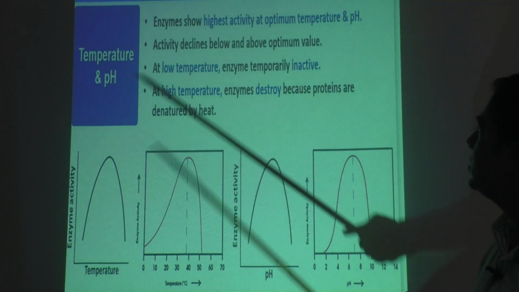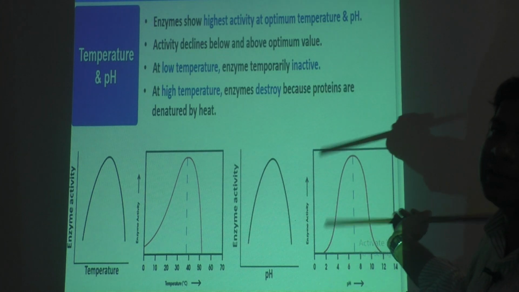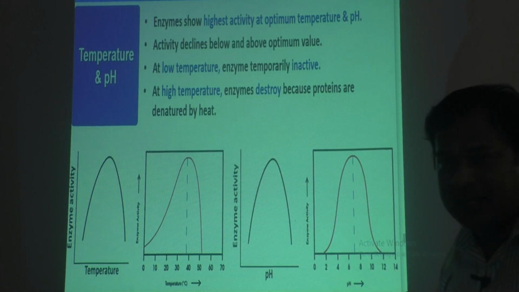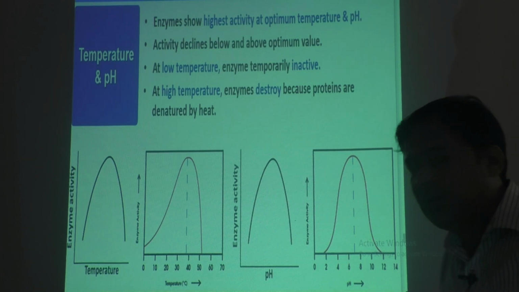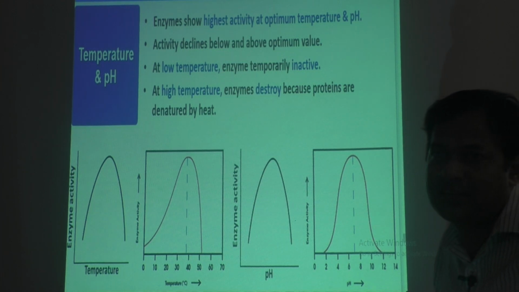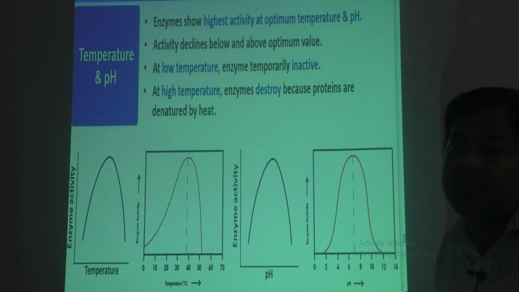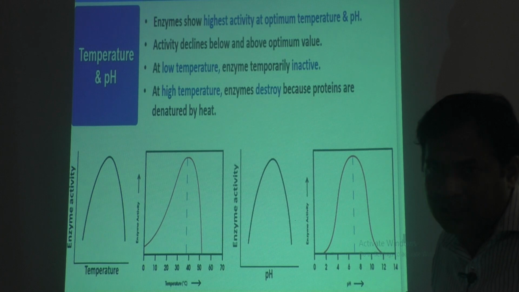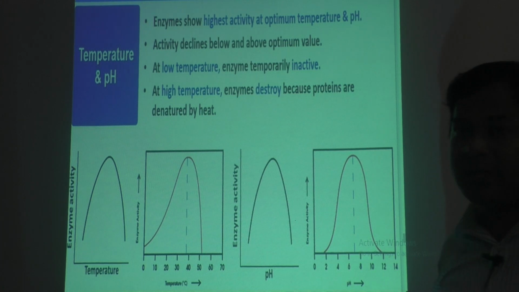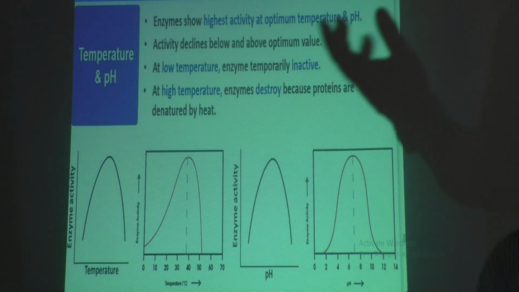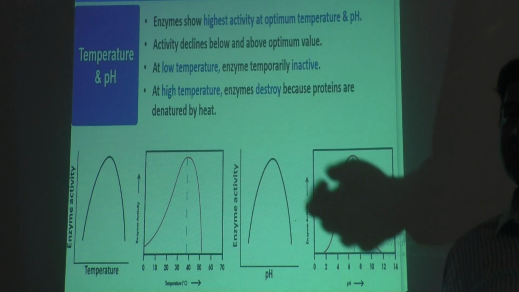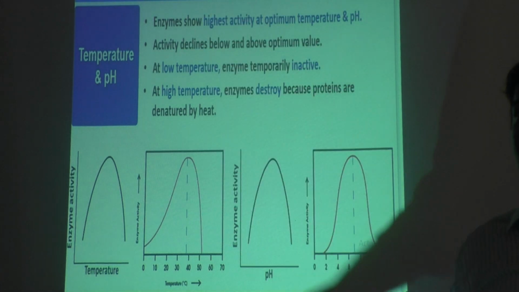At low temperature, the enzyme is temporarily inactive, meaning at low temperatures like 0 degrees, minus degrees Celsius, or less than 5 degrees Celsius, the enzyme will be temporarily inactive. The enzyme doesn't die, it is waiting for the proper temperature. If you increase the temperature, then the inactive enzyme will become active.